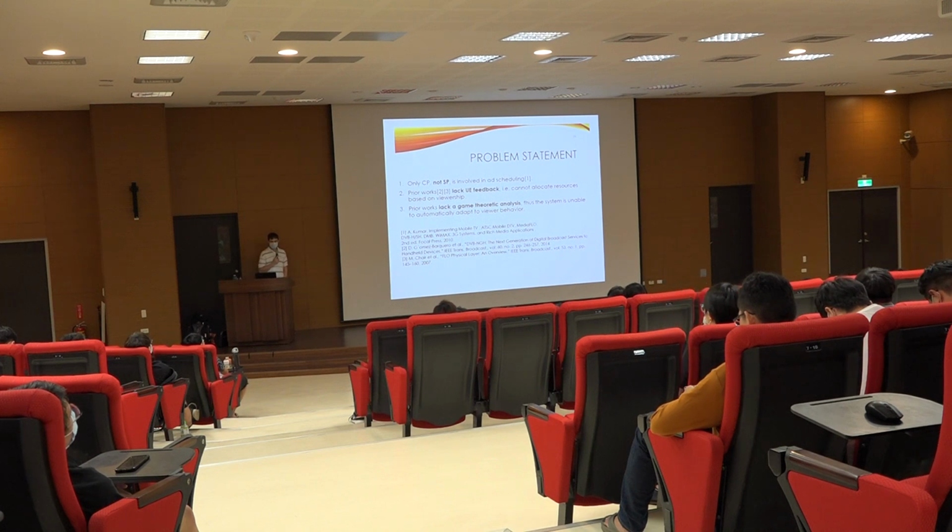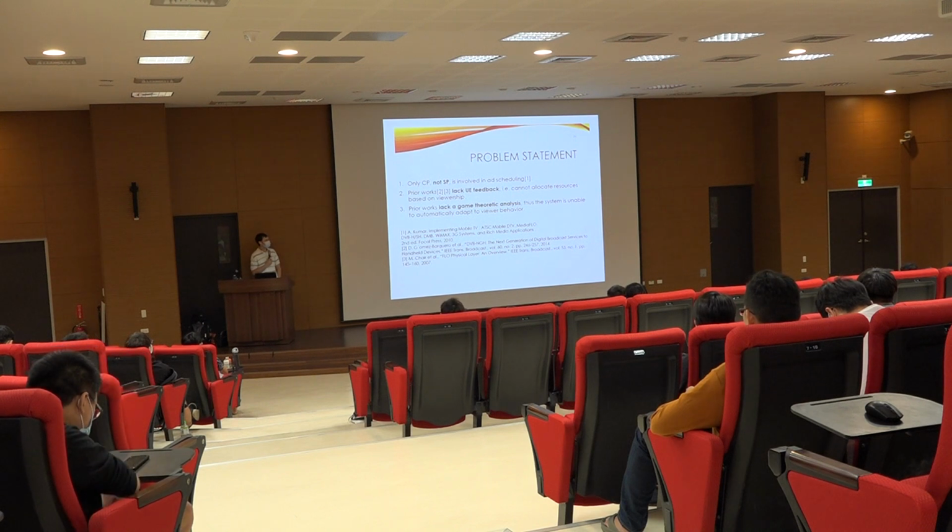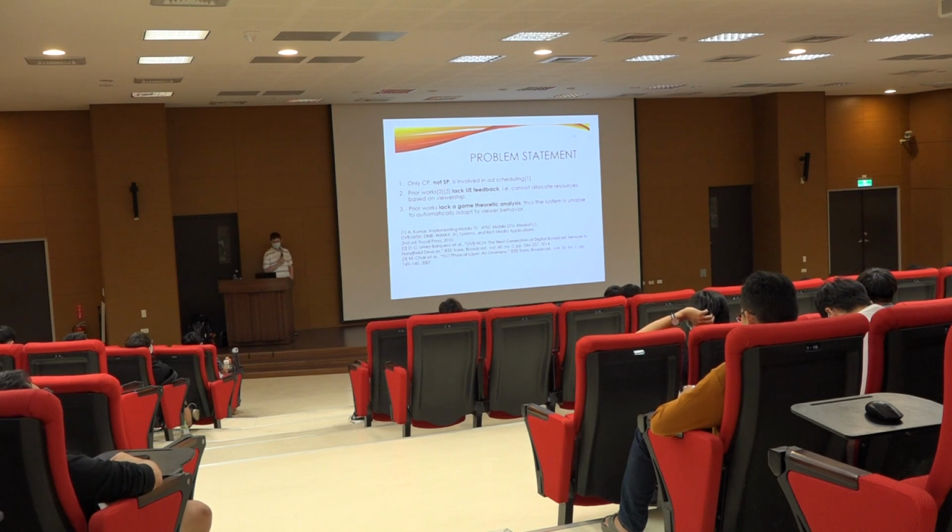Prior works that we found lacked UE feedback. We didn't have any information saying, who's watching this video? How do we allocate resources? Why should we allocate more resources to the home shopping network if no one's watching it? This is where feedback is required. Prior works lacked a game theoretic analysis. Thus, the system was unable to automatically adapt to viewer behavior. So now we can see game theory comes into play when we want to analyze how to respond to rational behavior.